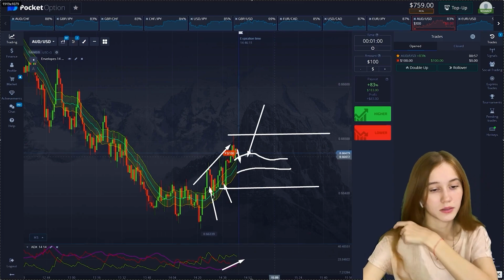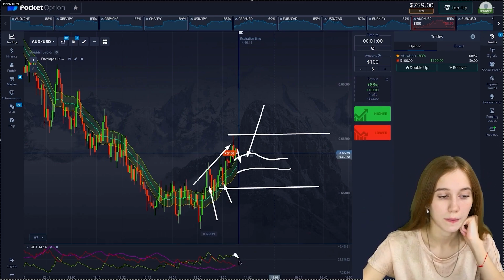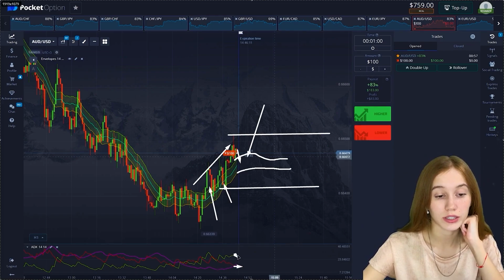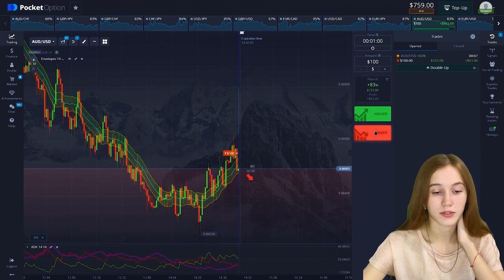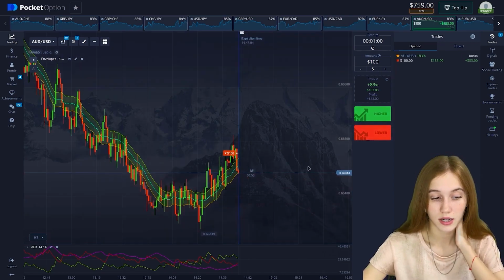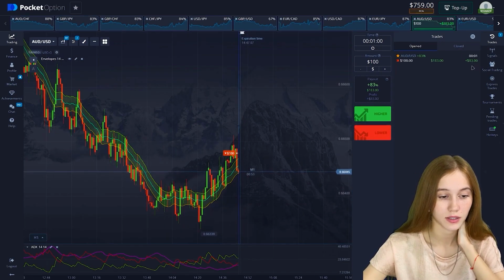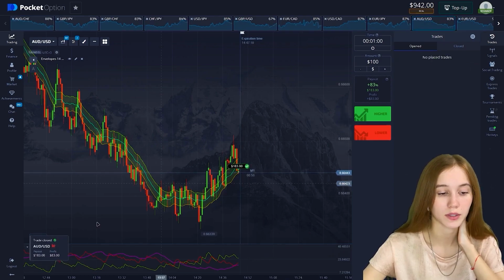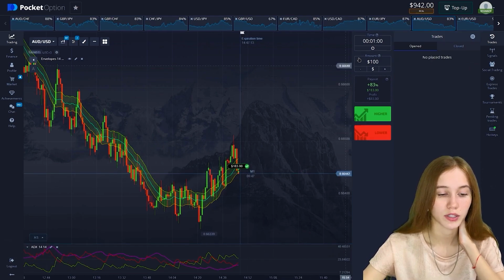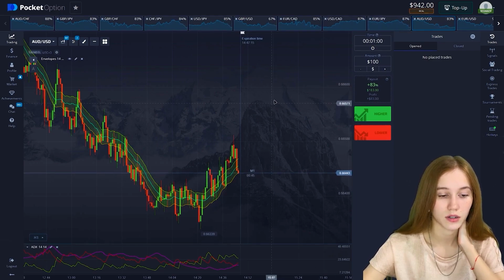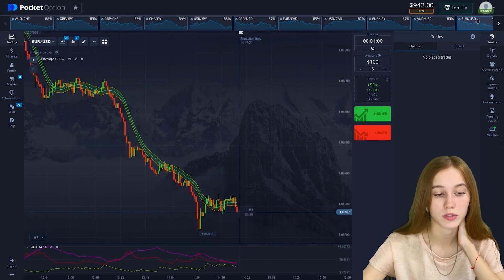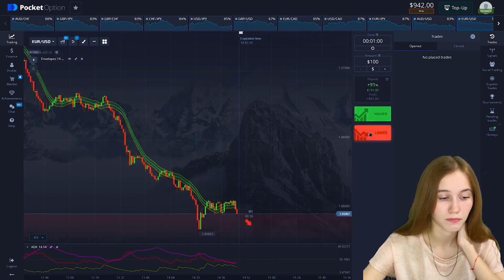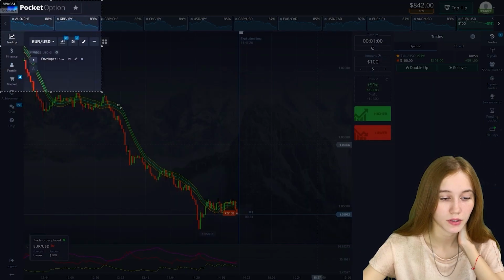ADX, we see intensity is growing. The green line begins to fall and the red line begins to level off. This indicates a change in trend. There are 8 seconds left until the end of the deal, and we open down. Let's see, 2 seconds left. Yeah, good. Plus deal, profit is $83. $942 on our balance. Now we will open for decline. Let's move on to the next concept.